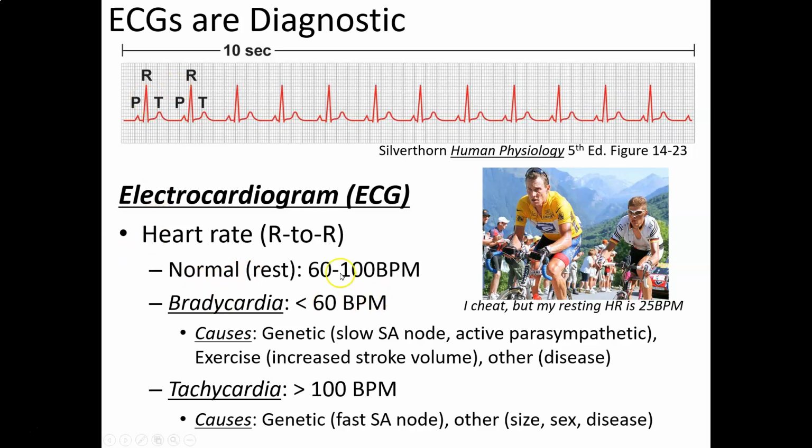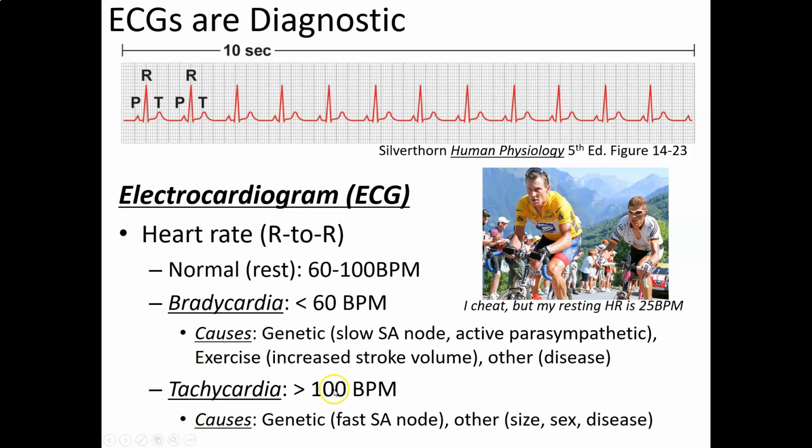We said the normal heart rate is about 60 to 100 beats per minute. If it's slower than 60, that's called bradycardia, right? The causes would be a genetic difference. You might have a slow SA node. You could have a very active parasympathetic system. You could have a very good body conditioning state where exercise has caused your heart to become stronger, so you have an increased stroke volume, or it could be caused by disease. Some disease processes also lead to a slowing in the heart rate.